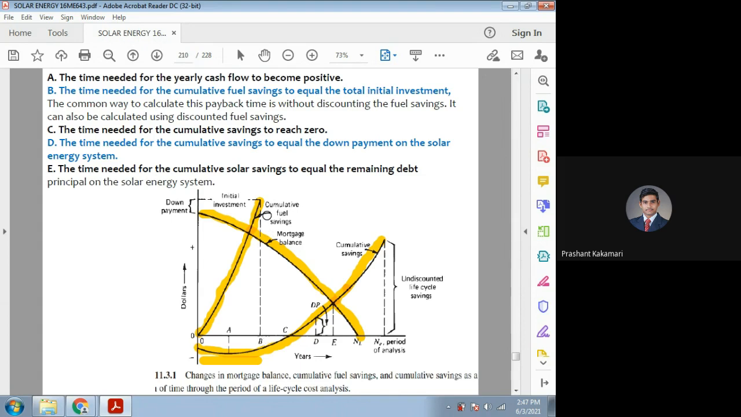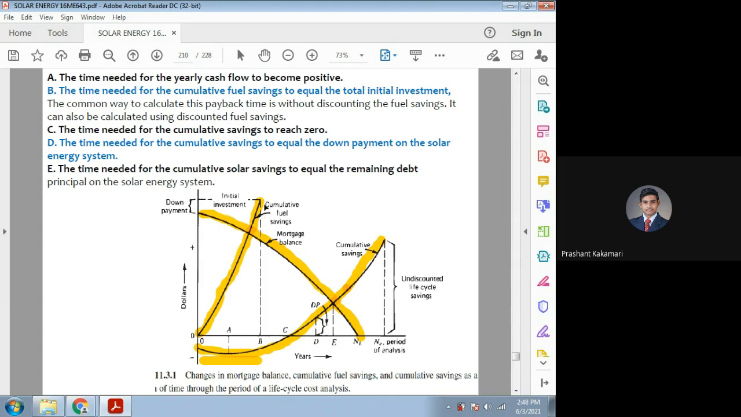If the fuel savings are equal to the spending on the solar system, then all the fuel saving is done on the spending of buying the new solar system. Then afterwards, after this point B, whatever benefits you are making, everything is positive. This cumulative savings will be in the positive region. All the benefits will be taken by the person.